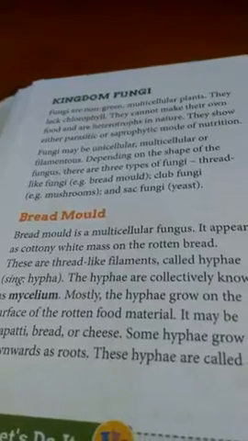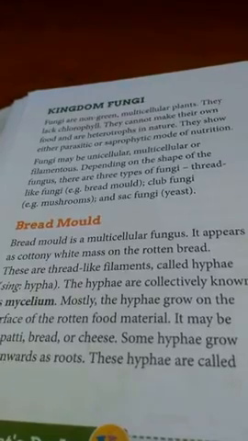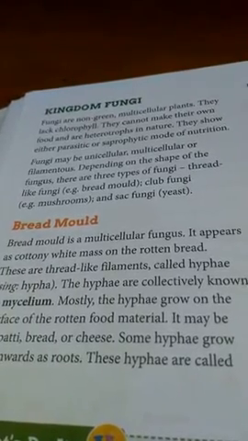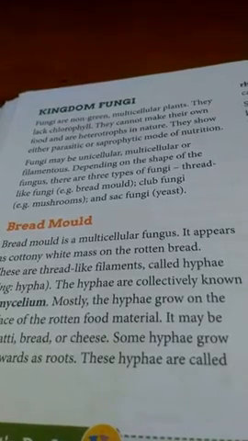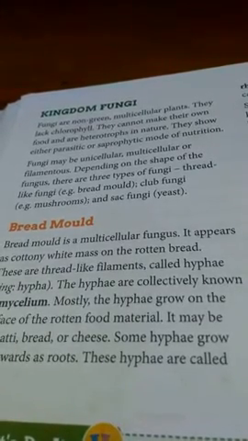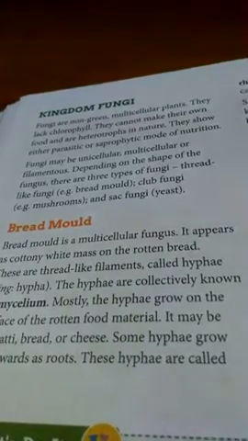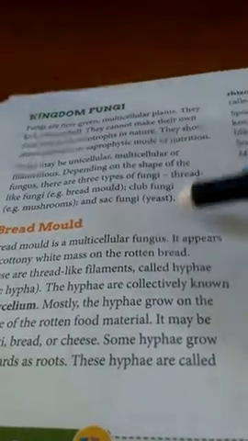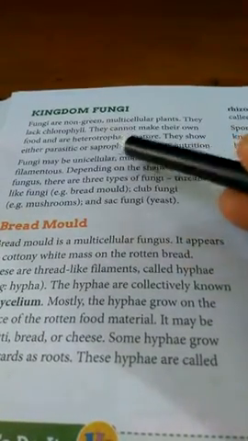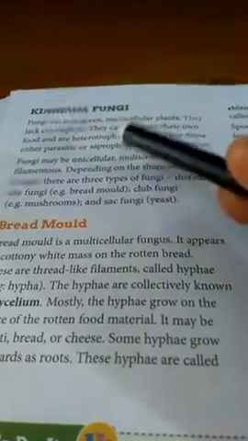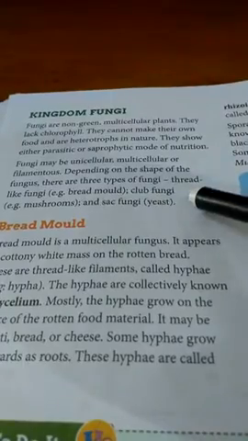Hello students, let's discuss the next kingdom, that is kingdom fungi. In kingdom fungi, the organisms are multicellular, eukaryotic. They don't have chlorophyll in them, so they can't prepare their food themselves. They are heterotrophic. Fungi is an example of this kingdom. Depending on the shape of the fungus, there are three types of fungi.